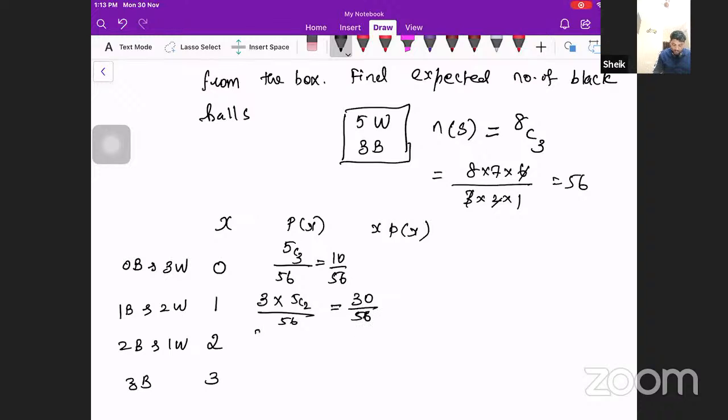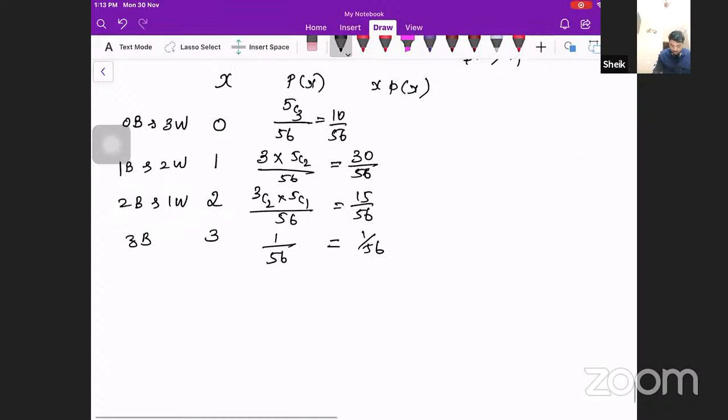Next, 2 black and 1 white. That is 3C2 into 5C1 divided by 56, which is nothing but 15 by 56. Finally, all 3 are black. That means only one way of getting it. That is 3C3, which is nothing but 1 by 56.